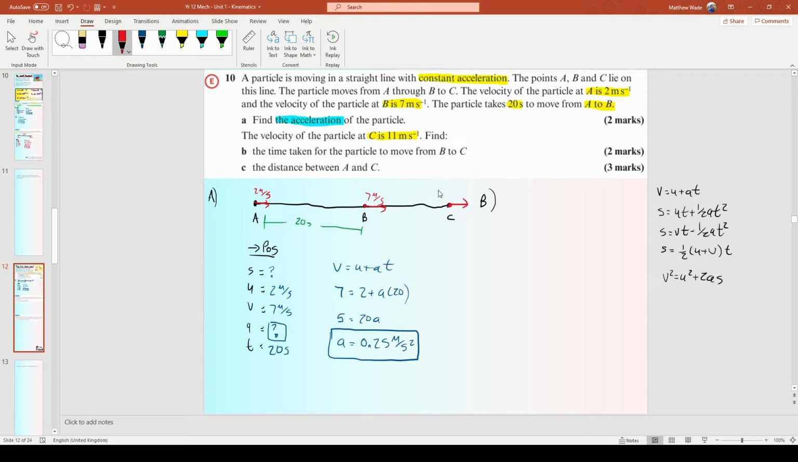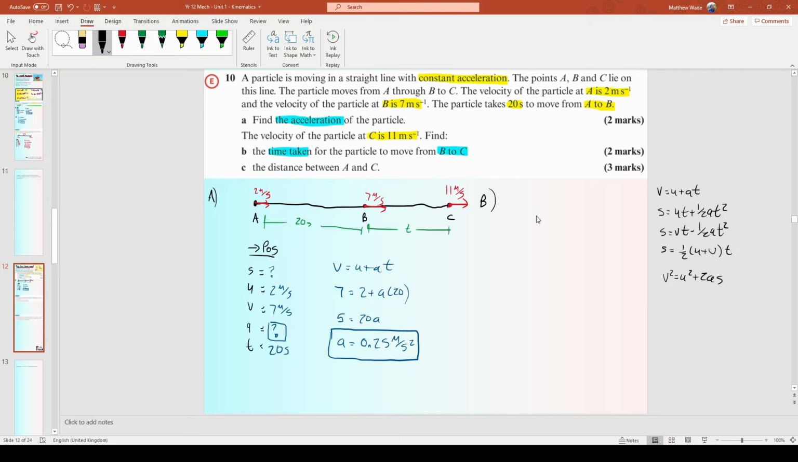Presume it's going the same way. Well, because it is speeding up, 11 meters per second. And what does it want this time? It wants the time taken for the particle to move from B to C. So it's after this time, isn't it? See how the picture's helping? Do you guys see how the picture's helping? Well, it's definitely worth drawing, wasn't it?